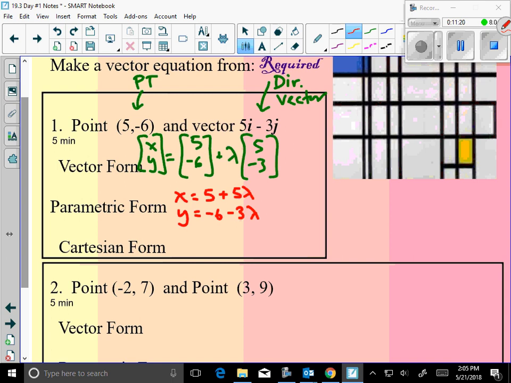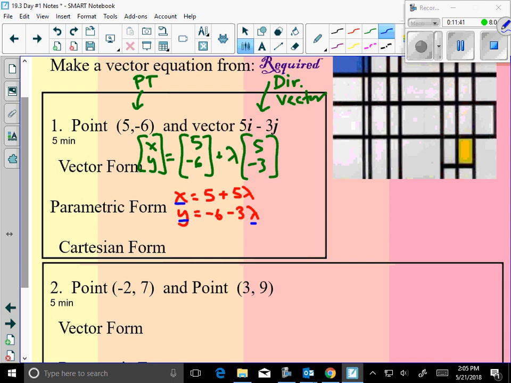Okay, so now how do I go from one to the next? Well, you could do what I did on the last slide, which was find the slope and use the point, or you could go through this Cartesian form. So when I get to Cartesian form, which of these three variables is no longer?